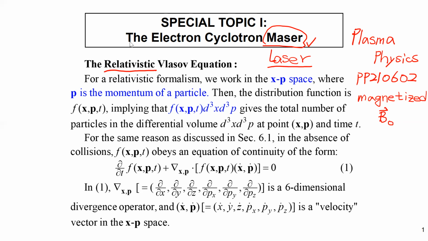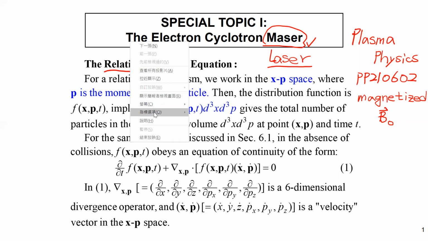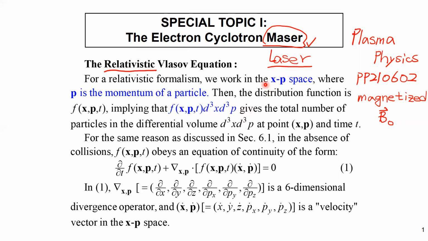Our work will change from the XV plane, from position and velocity space, to XP space. P is the momentum of a particle. Then the distribution function is here: f of X, P, t, implying that f(x,p,t) d3x d3p gives the total number of particles in the differential volume, in the small volume x and small volume p at point x and p and time t.